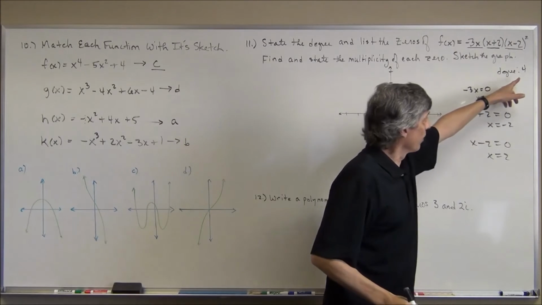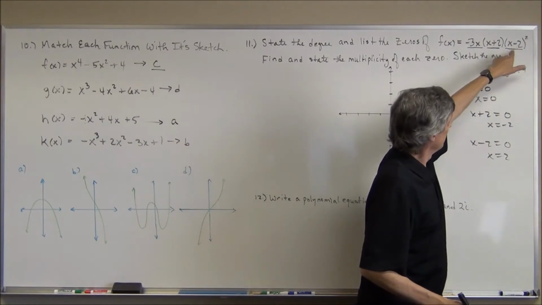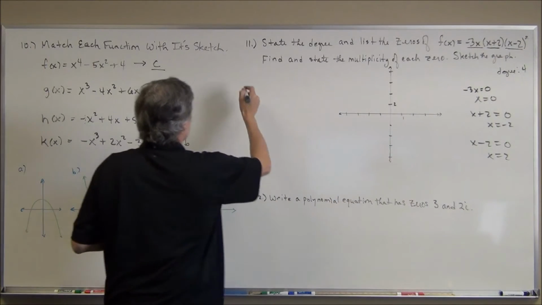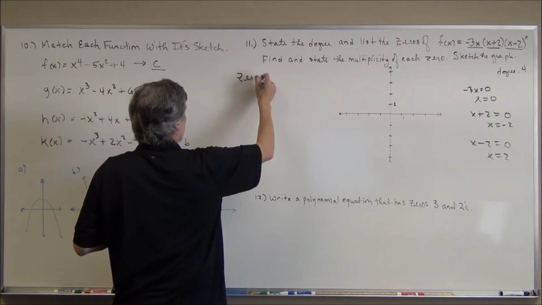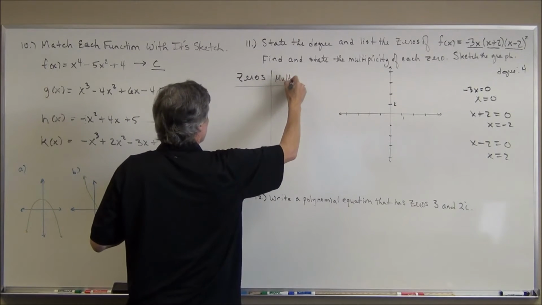Now it's degree 4, but I have 3 distinct zeros. That's because this one is repeated, this factor. So it says state the zeros. So let's do zeros here and multiplicity here.